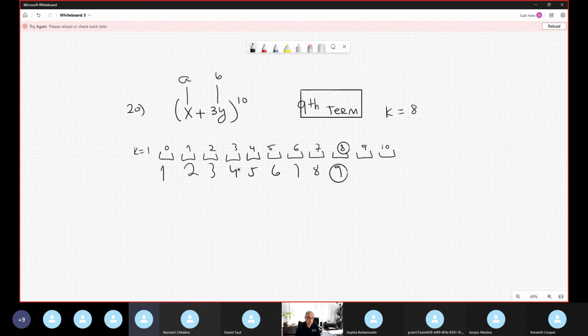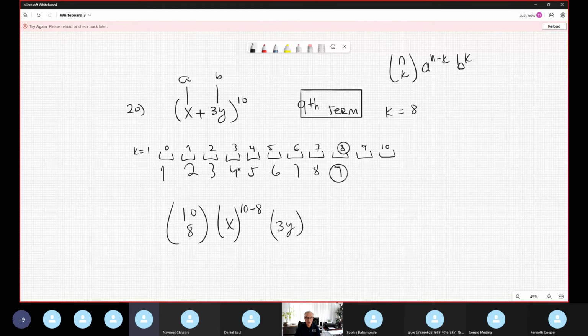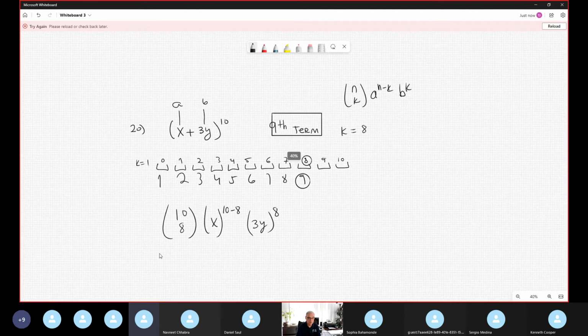Bueno, entonces easy. Combinatory number 10, 8, because K is 8. A is X to the 10 minus A, the formula. I copy the formula one more time. The formula say combinatory number NK, A N minus K, BK. And B is 3Y raised to the K power, que es 8. Wow. So now you compute that.